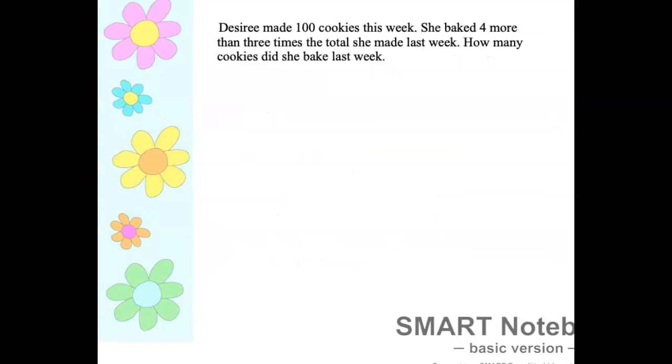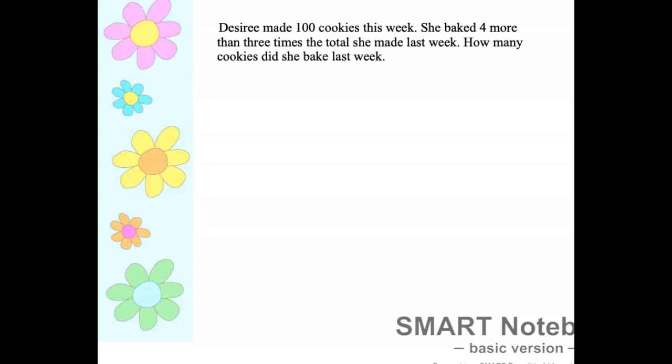For the first question, Desiree made 100 cookies this week. She baked 4 more than 3 times the total she made last week. So how many cookies did she bake last week? You could pause this video and work on the problem.